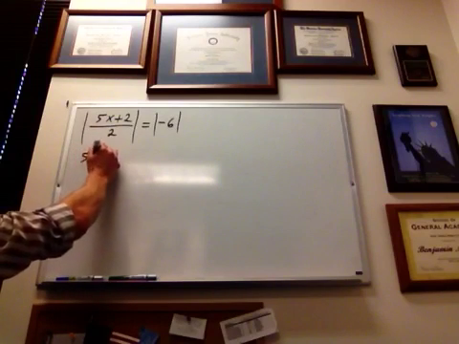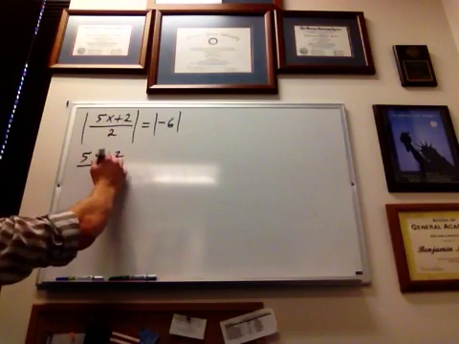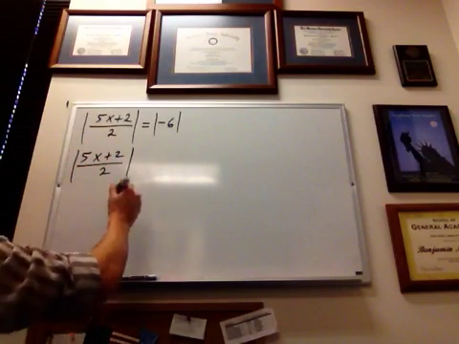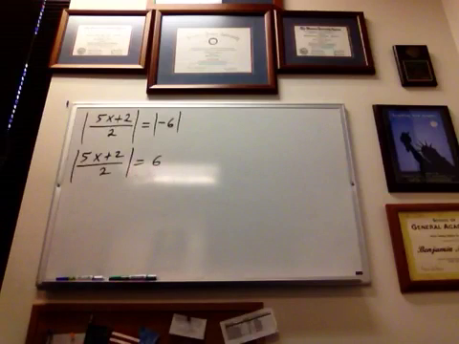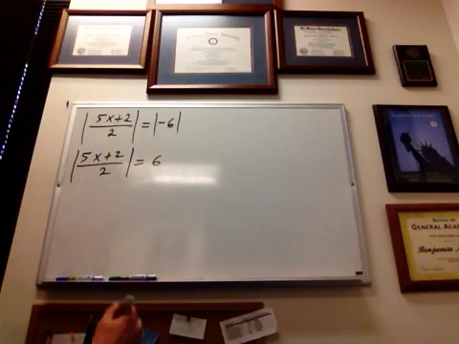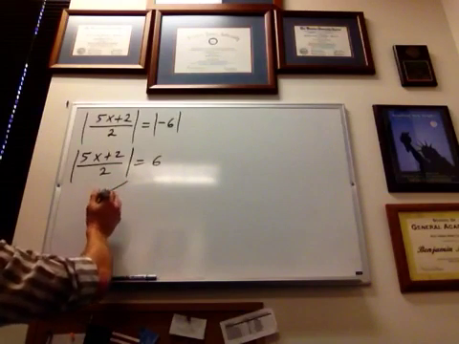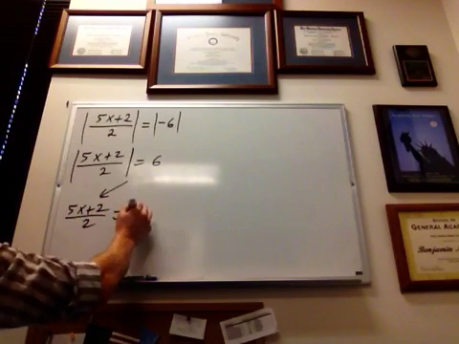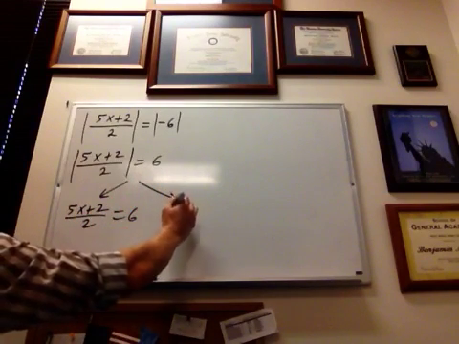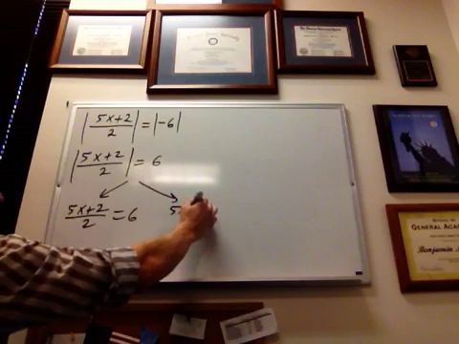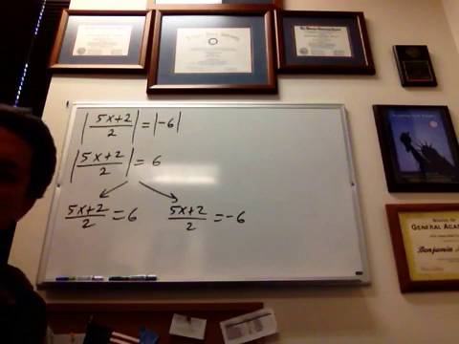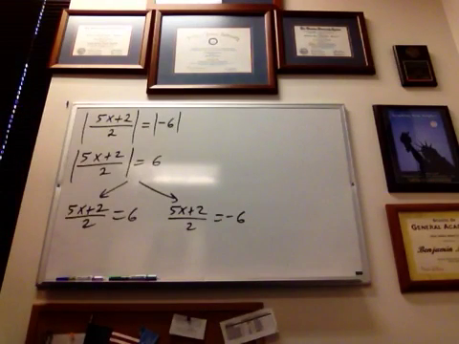So first of all, let's clean this up a little bit so that we see that we have the absolute value of (5x + 2)/2 equaling 6. So now what we're going to do is split this into two different equations. We're going to have the positive case, (5x + 2)/2 equaling 6, and then the negative case, (5x + 2)/2 equaling -6. So those are the two equations we're going to have to solve.